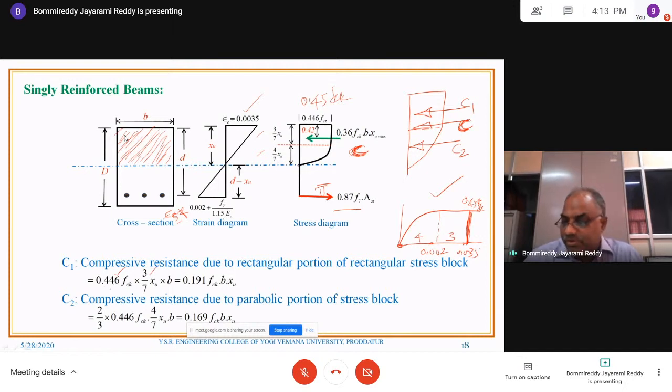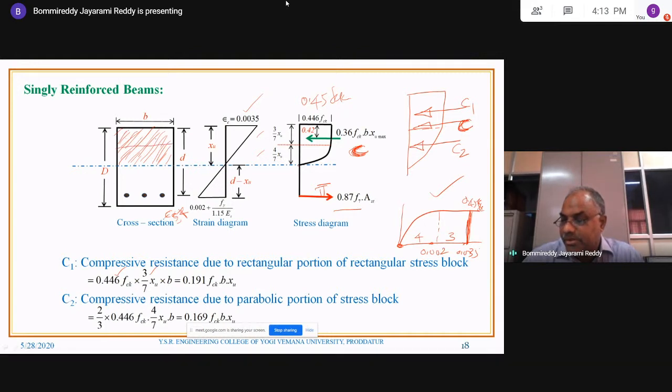The area of the rectangular portion of the stress block is 0.446 FCK as width, and 3 by 7 XU is height, multiplied by the area. What is the associated area here? The associated area will be B, because XU is already taken into account. What is the width? Width is nothing but B. So multiply all these things, you will get 0.191 FCK B into XU. So this is called C1.